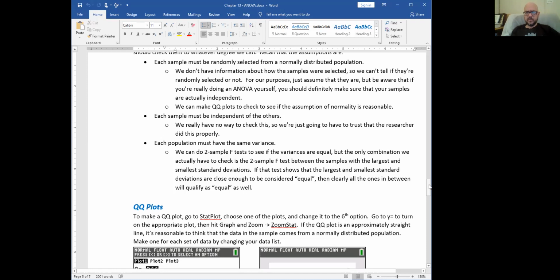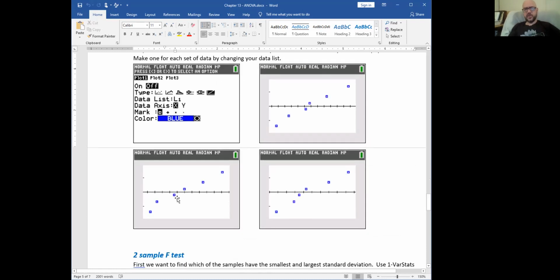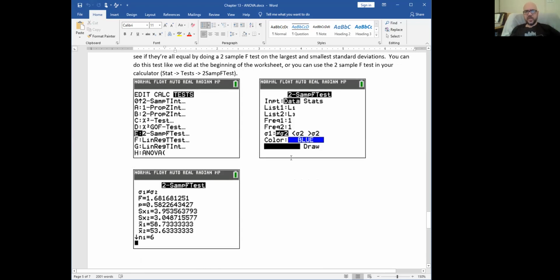Okay. So here we go. Right, here's those QQ plots that we made. These are the same ones that I made earlier. These are all nice and straight. No problems here. This looks fantastic. Here's that 2 sample F test we just did. Right, same thing we just got, p-value 0.58. Absolutely fantastic. Never going to see better data than this.